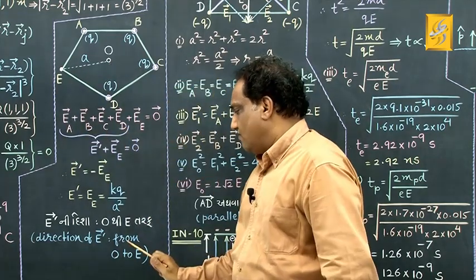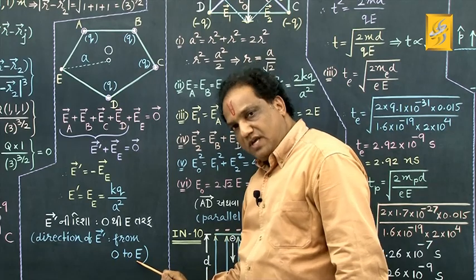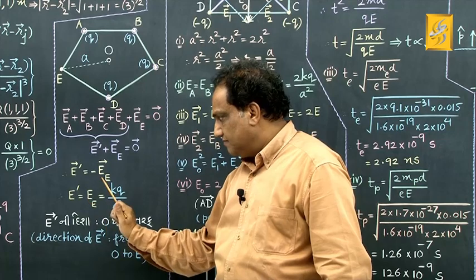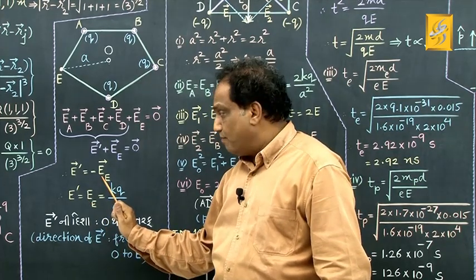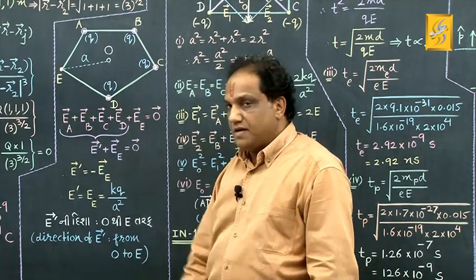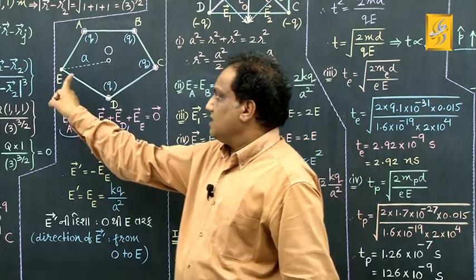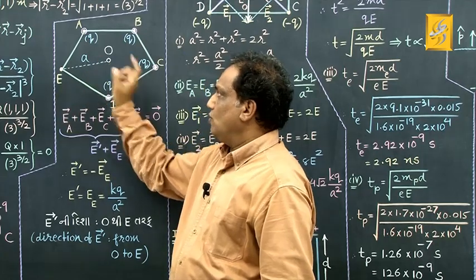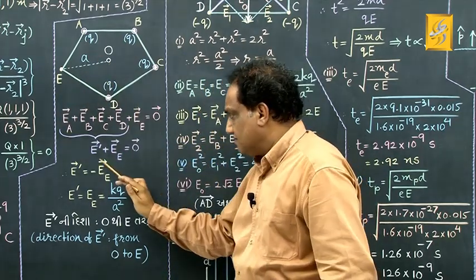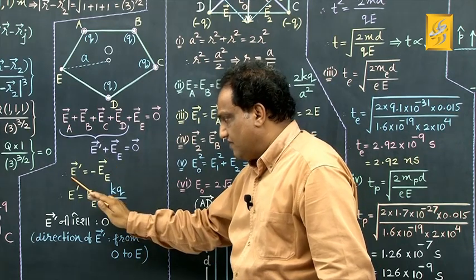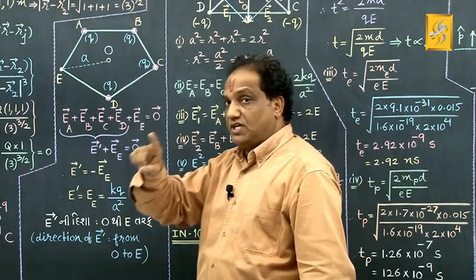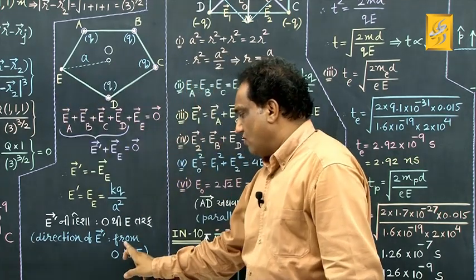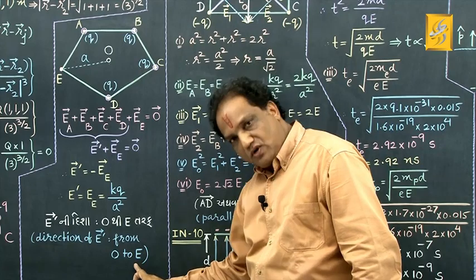That's why I am writing here from O to E. I repeat, this is the electric field produced due to a positive point charge placed at point E. And because of the positive charge, where is the direction of the electric field? Away from it, this way, that is from E to O. But that is the direction of this, and we want the direction of this, which is opposite to that. Opposite to E to O will be from O to E. That's why I am writing from O to E. Got it? Fine.